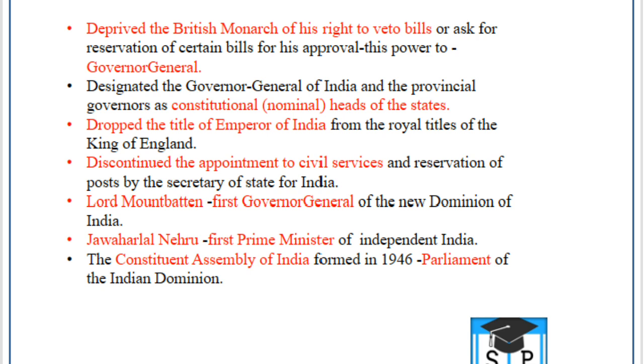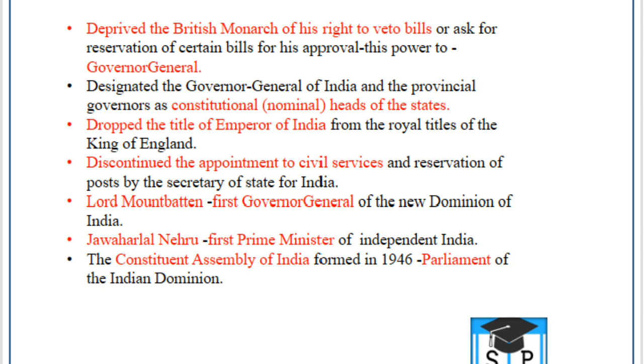This act designated the Governor General of India and the provincial governors as constitutional heads of the state, like the nominal heads of the states. They were made to act on the advice of the respective Council of Ministers in all matters. This act dropped the title of Emperor of India from the royal titles of the King of England. This act discontinued the appointment to civil services and reservation of posts by the Secretary of State for India. The members of the civil services appointed before August 15, 1947 would continue to enjoy all the benefits that they were entitled to till that time.